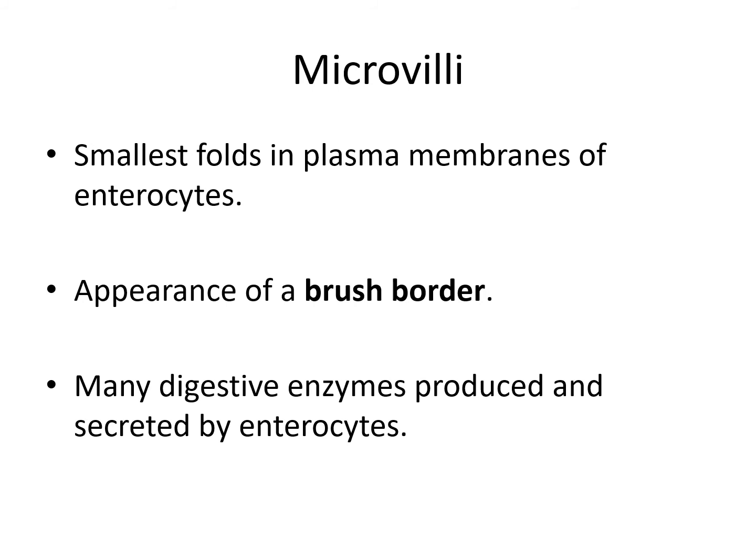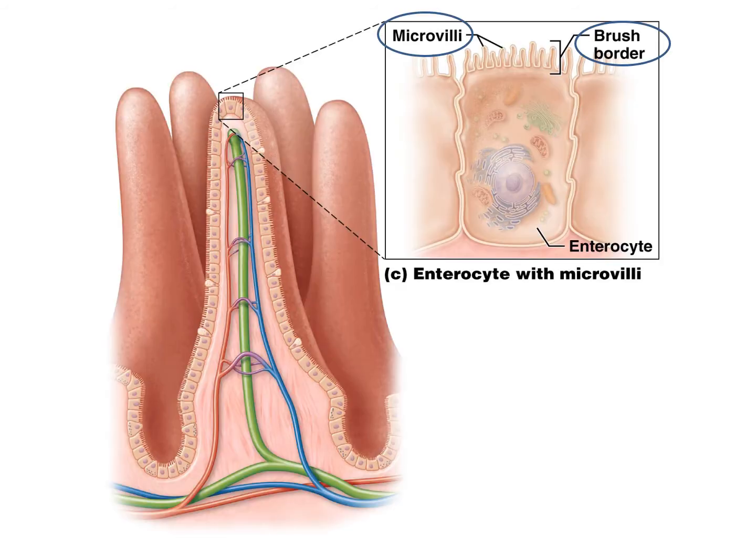Third, we have what are called microvilli. From the name, these are going to be much smaller than a villi. And these are the smallest folds in the plasma membranes of the enterocytes. They look so hair-like that it appears like a brush border, and they're given this name as the brush border of the small intestine. And due to the increase in surface area, many digestive enzymes are produced and secreted by the enterocytes.